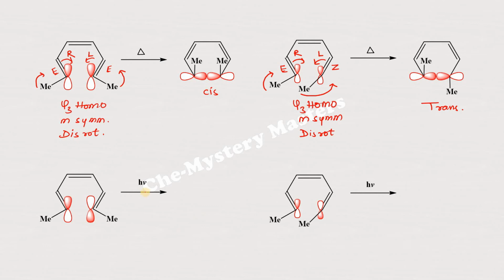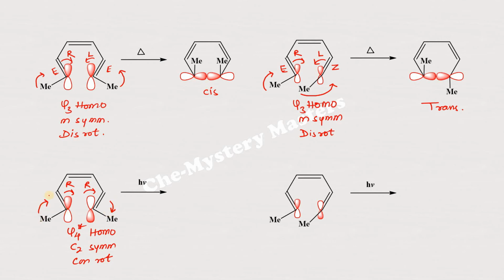Now if we talk about the hν condition, in the hν condition we know that psi 4 star is the HOMO, C2 is the symmetry, and conrotation is the mode. So whenever this happens, for interaction of these two species, I have to rotate them in the same direction, whether towards the right side or towards the left side, and accordingly these two substituents will also move in the same direction like this.